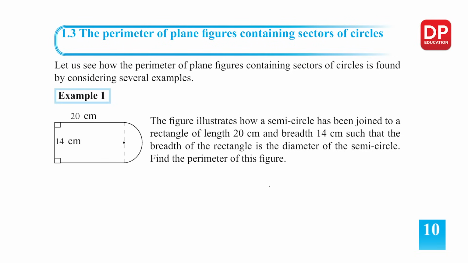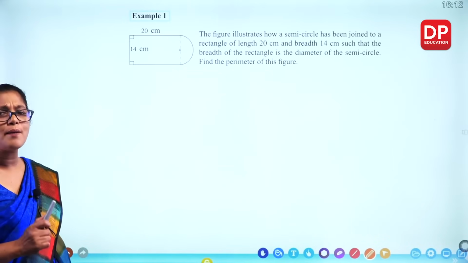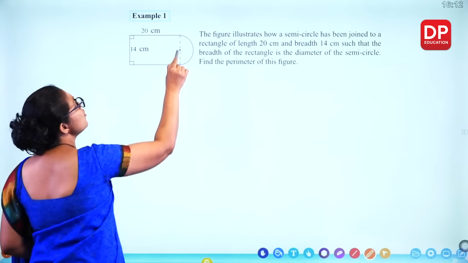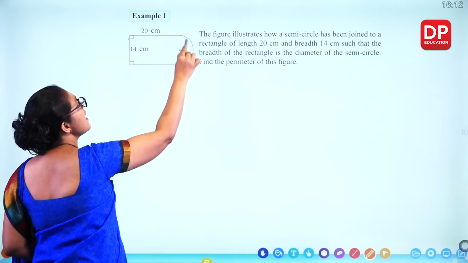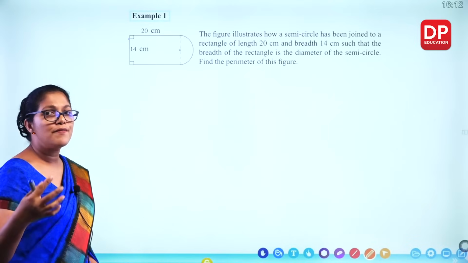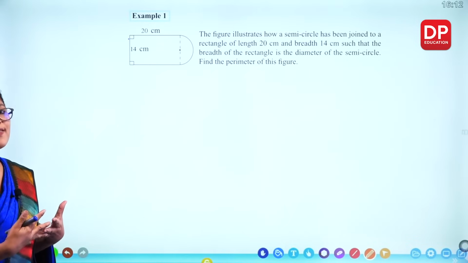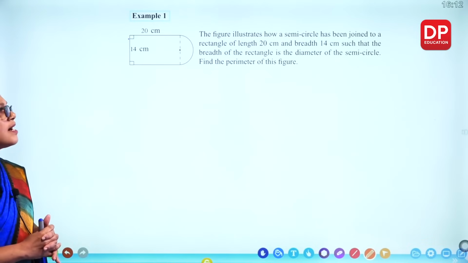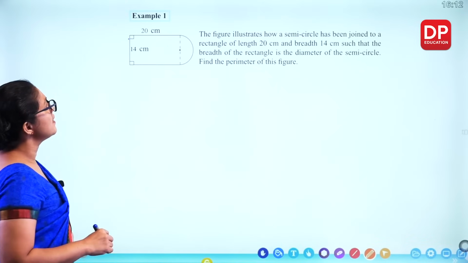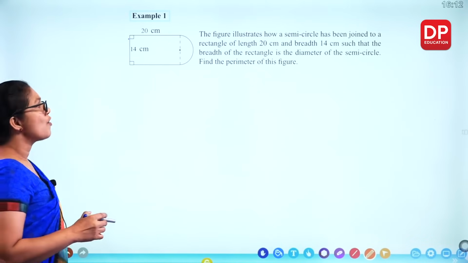Now we'll look at compound figures. What are compound figures? Here can you see, you get a rectangle and a semicircle. When you join different shapes together, we call these a compound figure. This is an example of a compound figure.